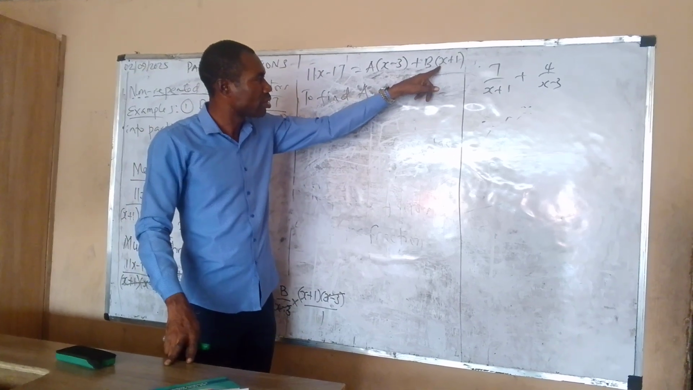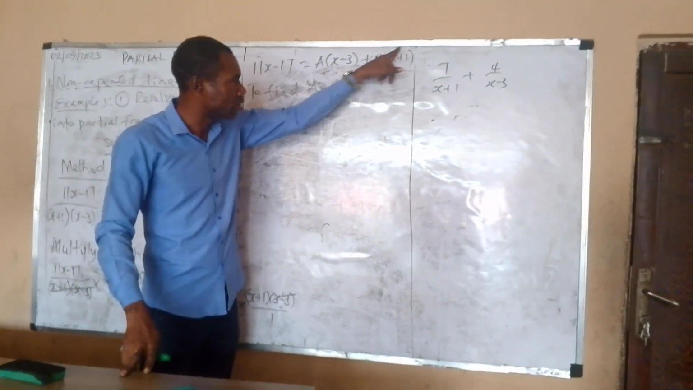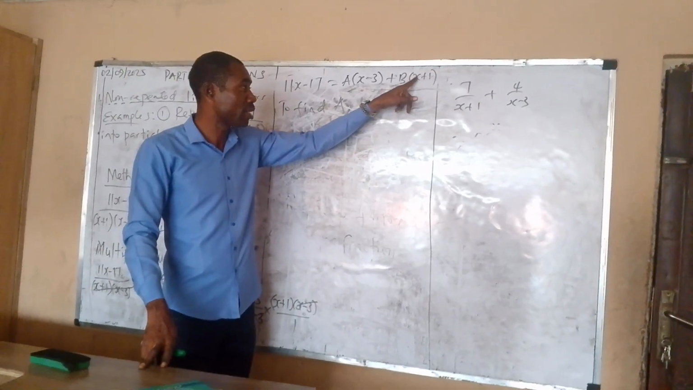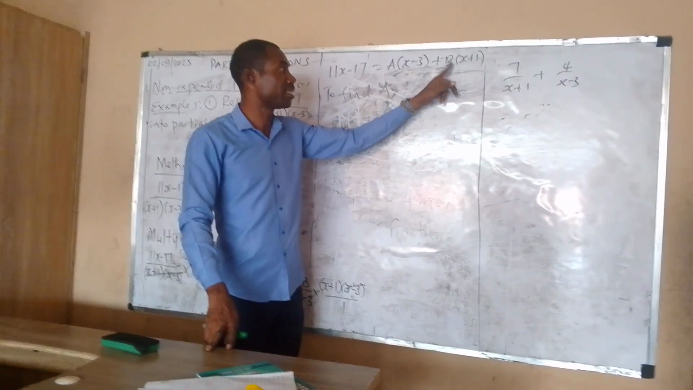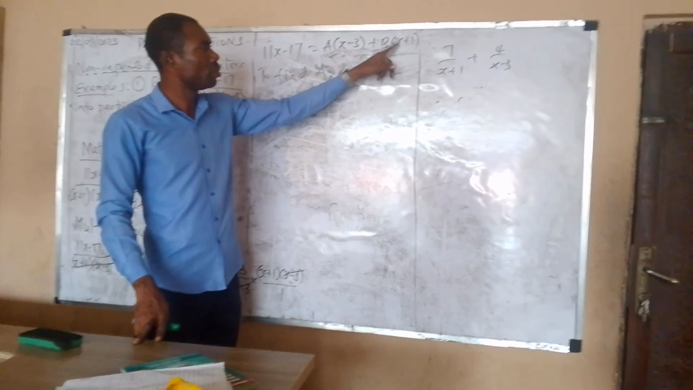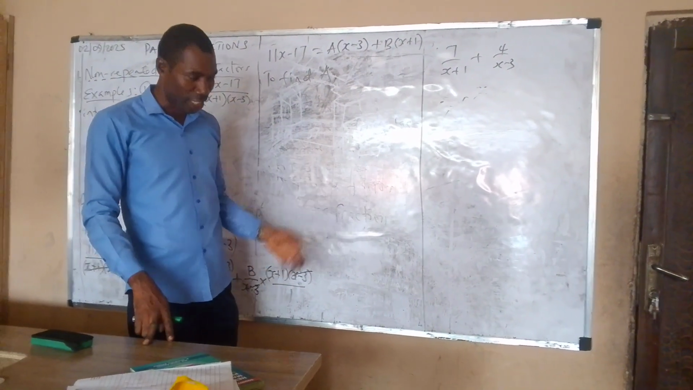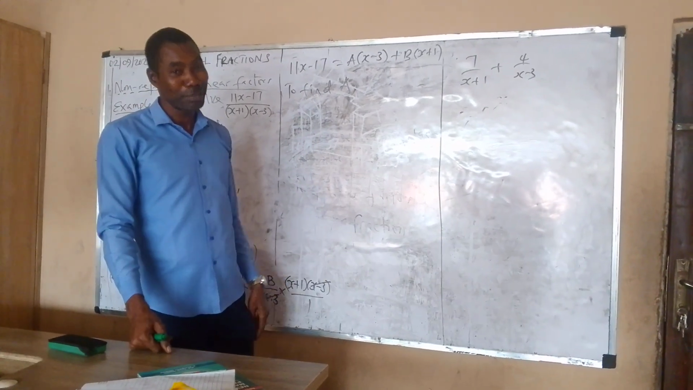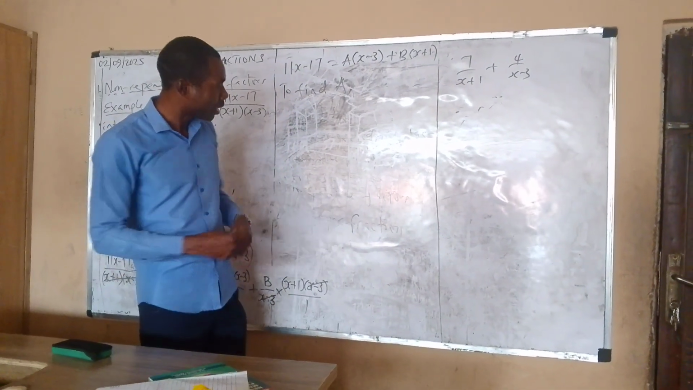What do I do to this x? What value will I put for x here that will make this 0? Because if I can make here 0, everything will become 0. Because this is b times this. So what value can I put for x here that will make this x plus 1 0? If you're a fast thinker, it will be minus 1. But if you don't know how to get it, let me show you how to get it.